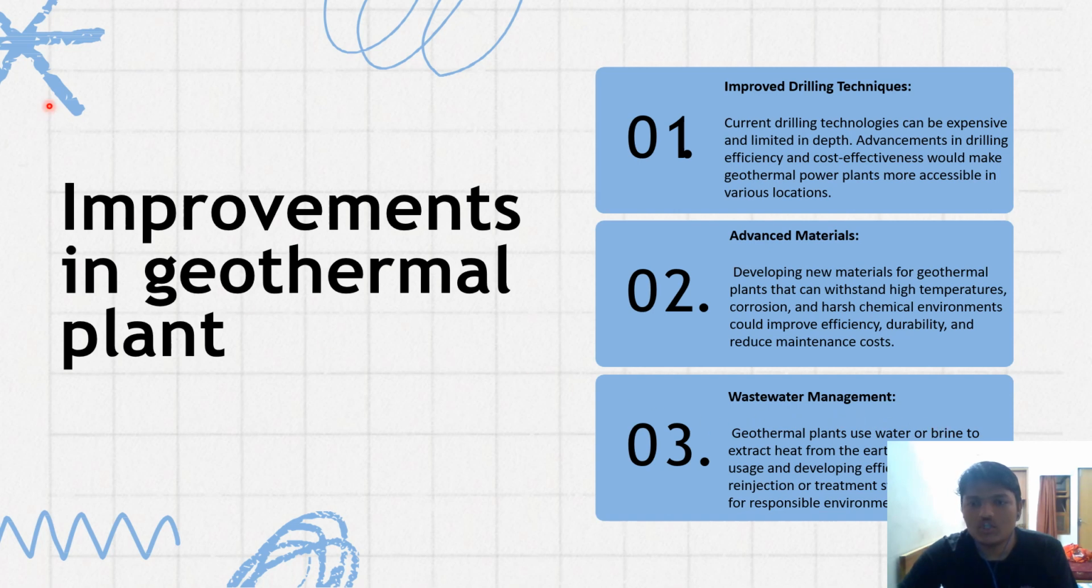Wastewater management. Geothermal plants use water or brine to extract heat from the Earth's surface, and developing efficient reinjection or treatment is important for a responsible environment. As we know, the steam gets condensed to water, and the hot water coming from the Earth's surface needs to be cooled down, and then we can use or manage that water through various fields like agriculture or maybe some industrial purposes. So these are the basic three improvement scopes in this current power plant. But still, it is going good and far better than any other power plants.